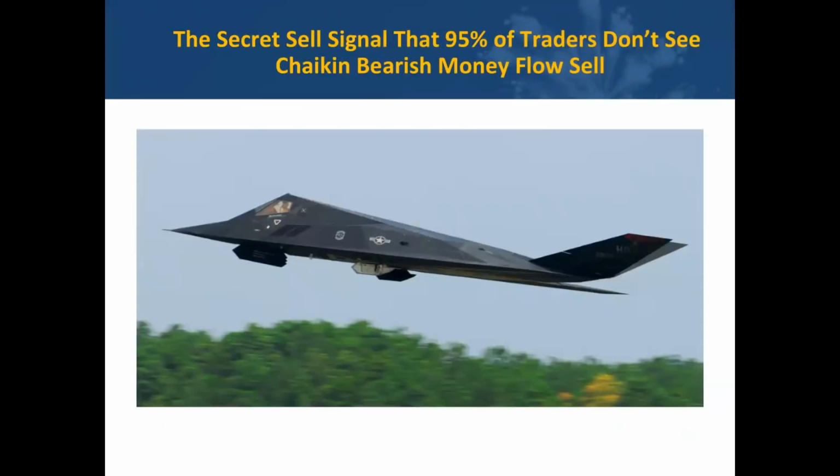So I'd like to throw in a little bit of a bonus, a curveball that we didn't talk about at the beginning. We call this the secret sell signal that 95% of traders never see. And it's known as the Chaikin bearish money flow sell alert. Institutions like to operate in stealth mode because they're paranoid that people will know what they're doing, whether they're hedge funds or big mutual funds or active managers. So what is a bearish money flow sell alert?